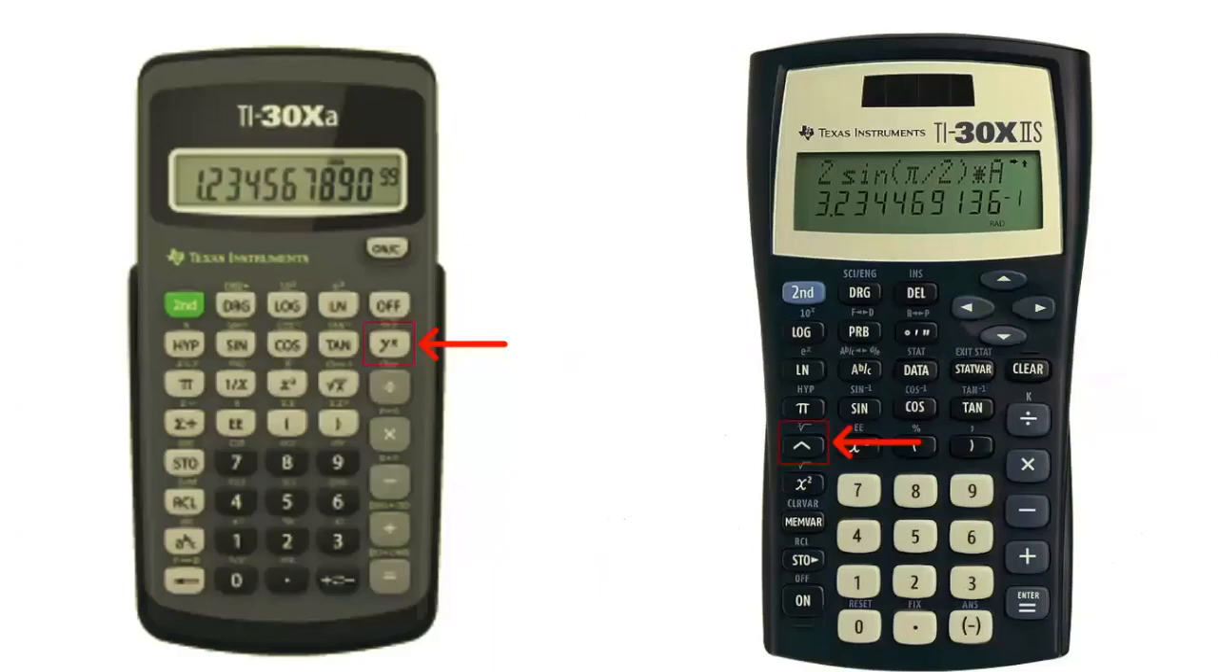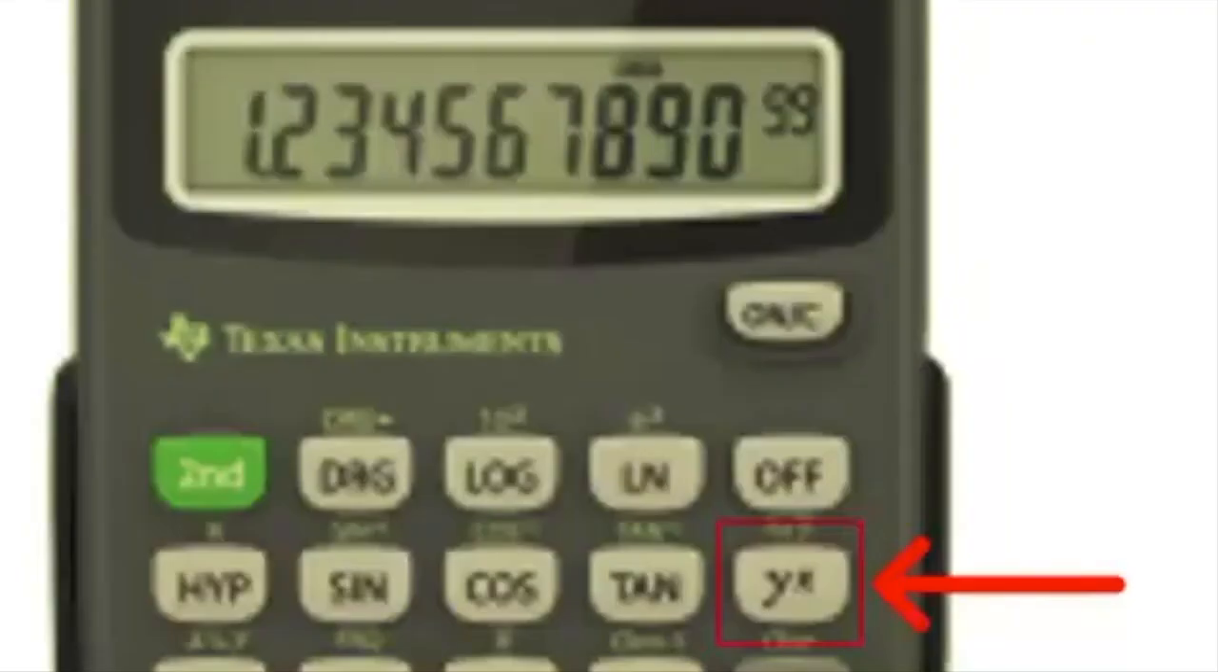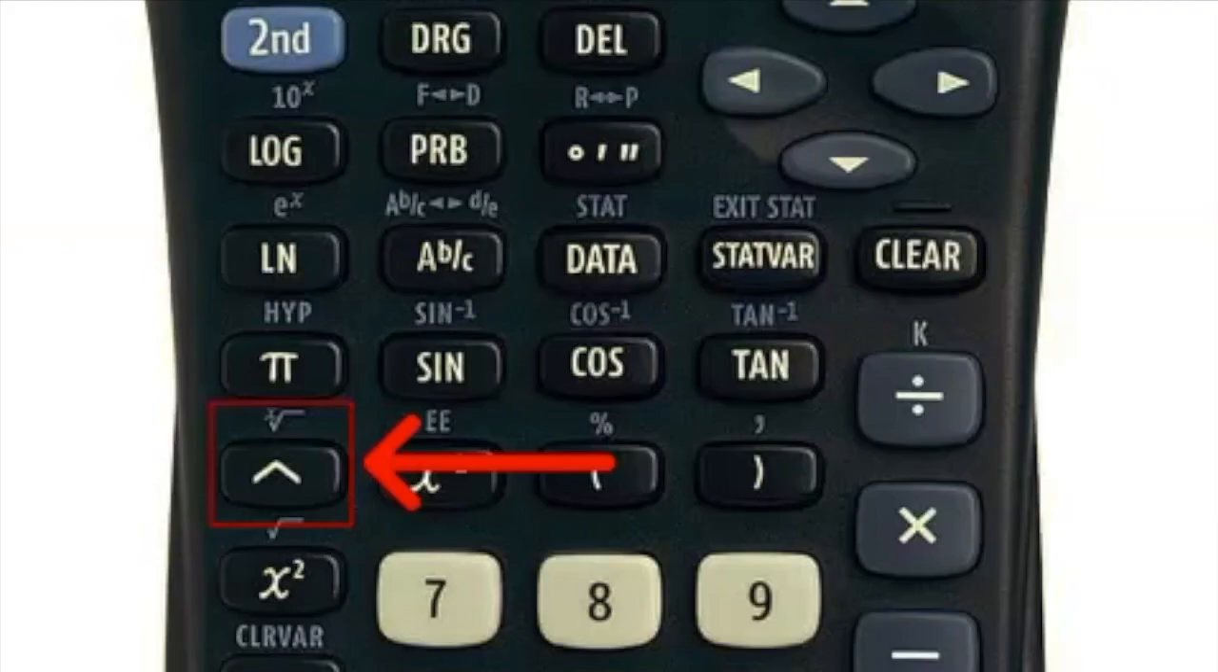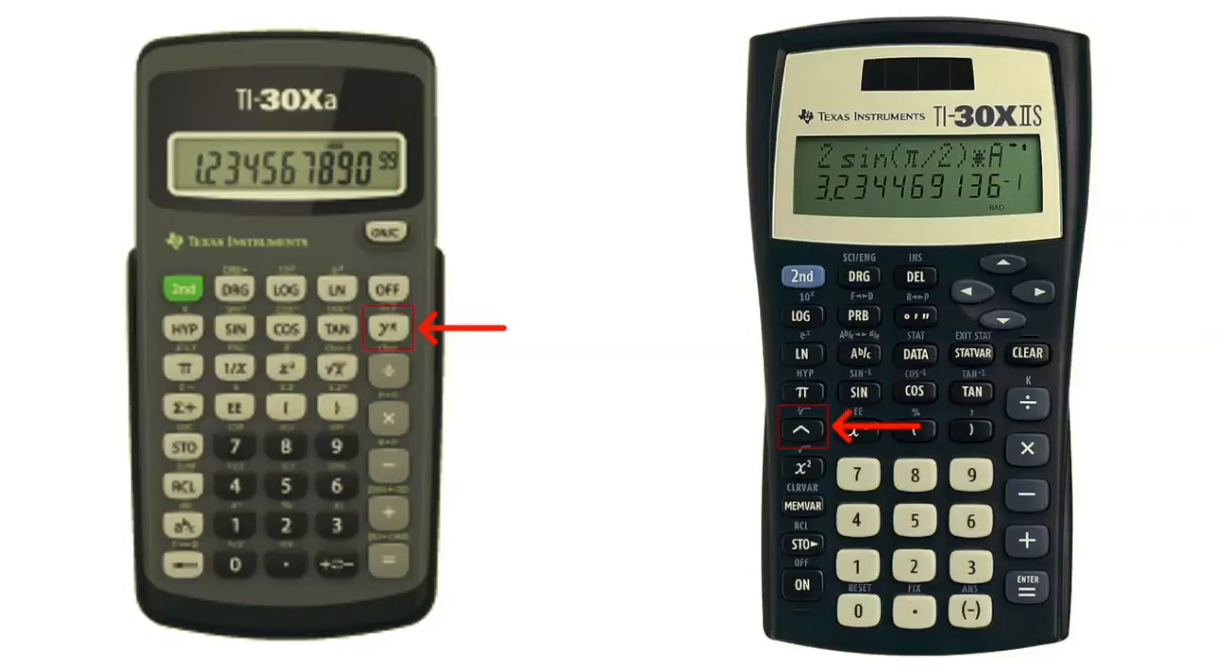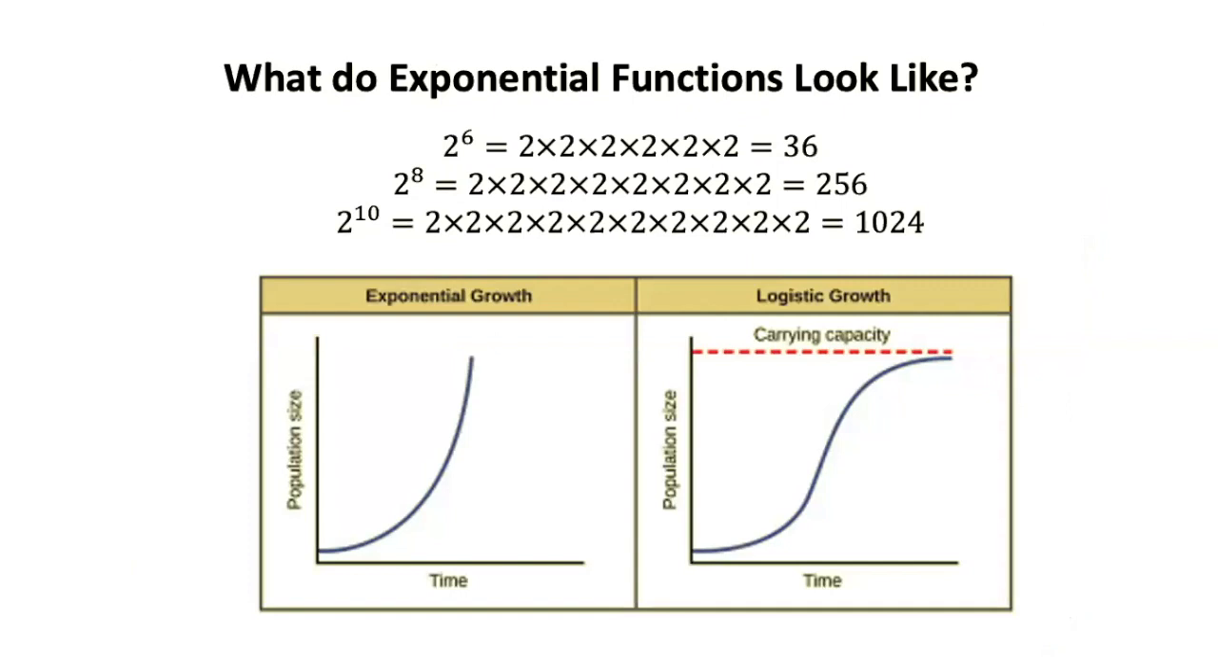On your calculator, you'd be looking for one of two keys, either a y to the x key, or the calculator on the right uses the caret key. In each case, you would enter your base number first, press the exponent key, and then put your exponent on it.